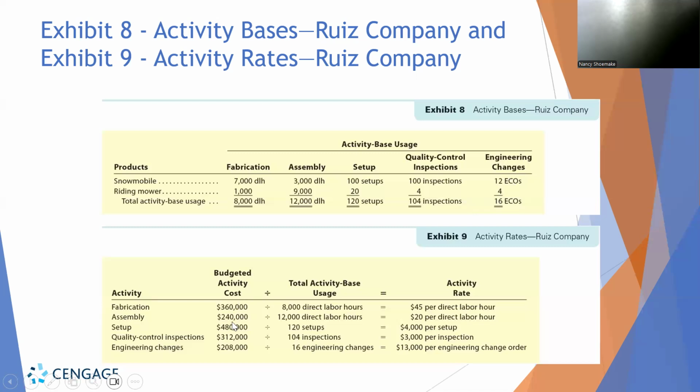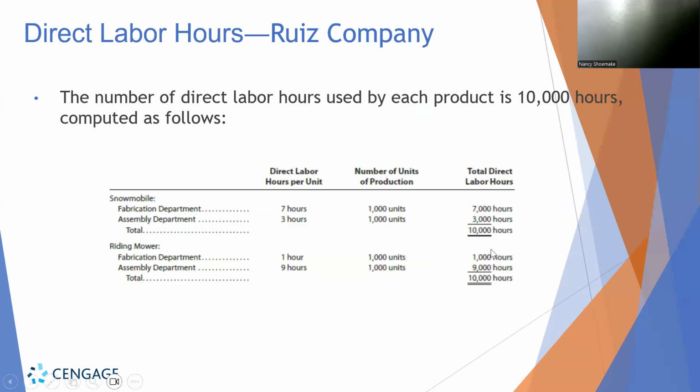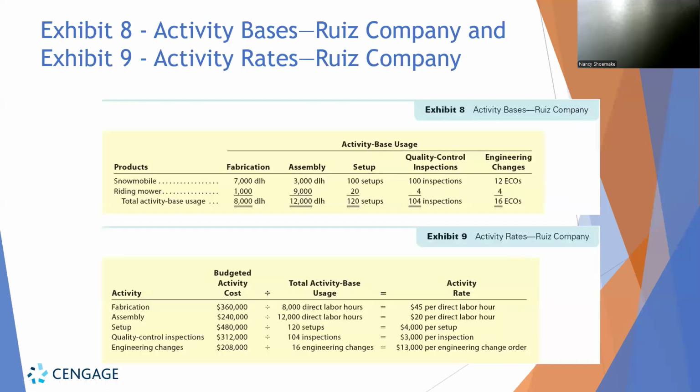If we know all the costs for each activity, you see how we can come up with per direct labor hour what we allocate to fabrication, what we allocate to assembly, the setups, the quality control inspections, and the engineering changes. It just further details the breakdown. So for Ruiz, going back to just 2 departments, we come up with our 10,000 labor hours. In this respect, we're breaking this down at a greater level.